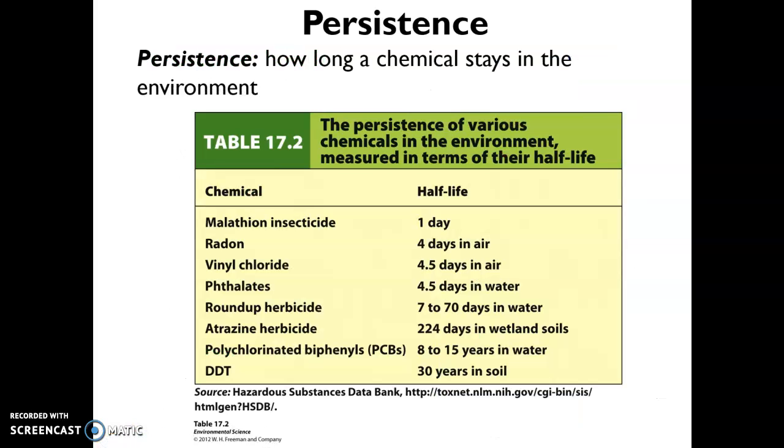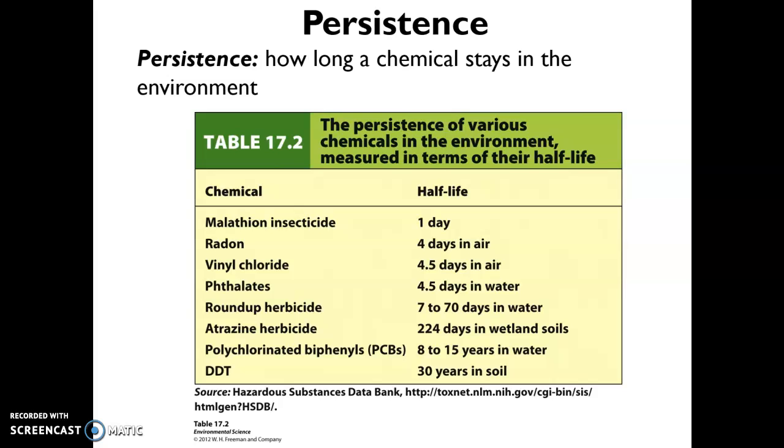Okay, this is a chart of persistence of various chemicals. And the first one on the list here is malathion insecticide. That's very popular for fruit trees, so down in Florida. It has a half-life of just 1 day, so that's considered a very short half-life, so it won't persist as much in the environment and therefore is a lower risk.